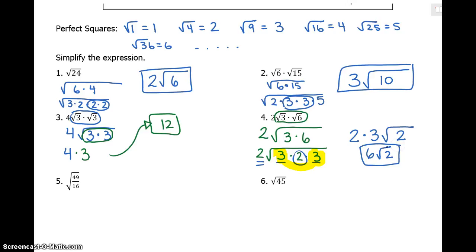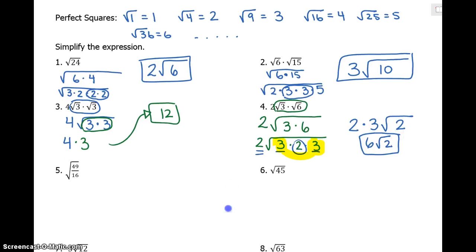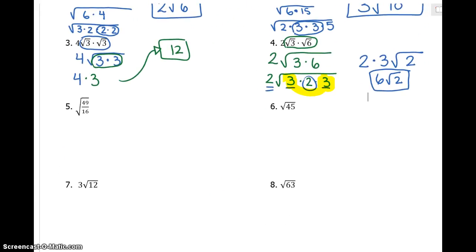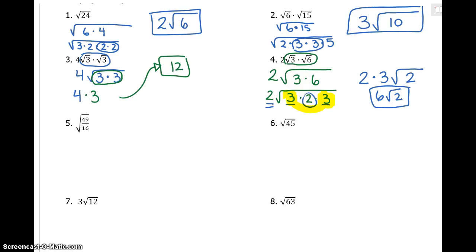That's our final answer. All right, let's look at example number 5. We only have 4 more examples to go over. Now, example number 5 is a division. But one of the division properties up top says if you have a fraction inside of a square root, you can go ahead and split it up. So square root of 49 divided by the square root of 16 is ultimately the same thing.